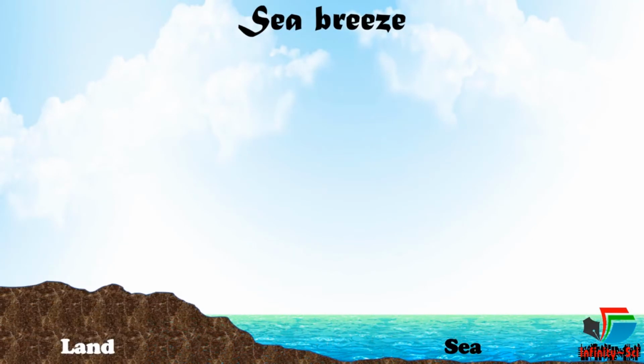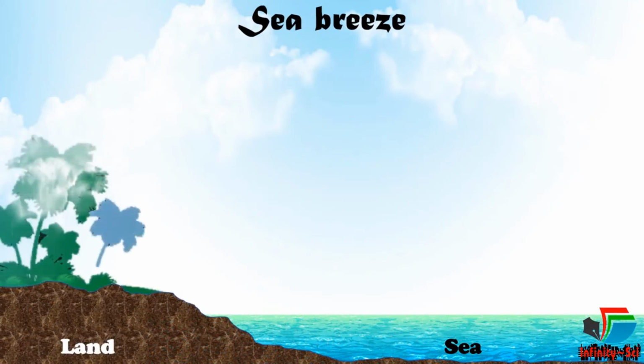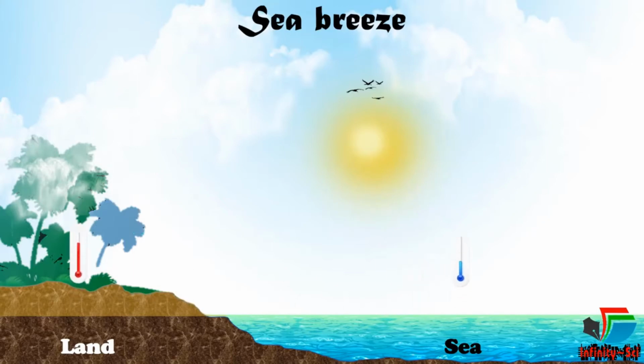Let's look at a sea breeze. As already mentioned, we are using land and sea, or land and water, and here when the sun shines, the land heats up faster than the water. So what does it mean? Above land, the air is hot, and above sea, the air is still cool. So there is a temperature difference. Hot air above land and cool air above sea.